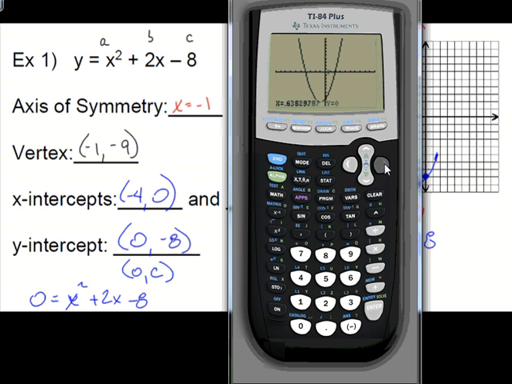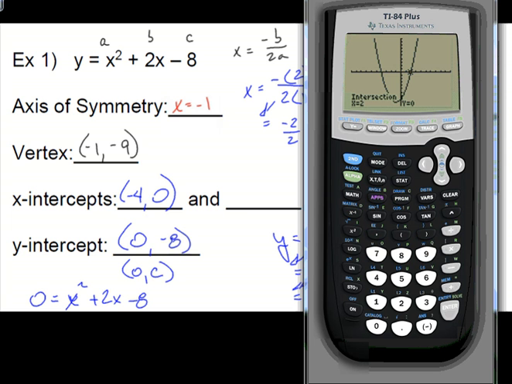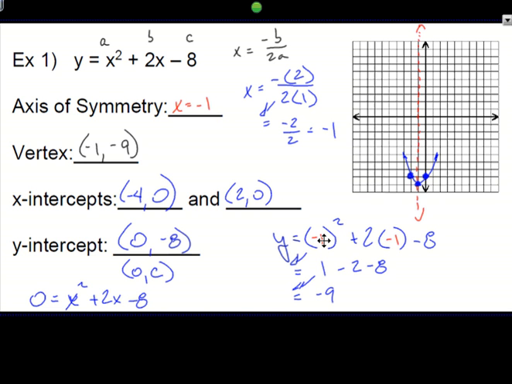And I'm going to move my cursor over here in this general area. And I'm going to do second and calculate again my intersect. First curve, and then my second curve. And I'm going to guess, oh, somewhere over here. Get close. Doesn't have to be exact, just close to where it is. And it tells me that this one is located at 2, 0.